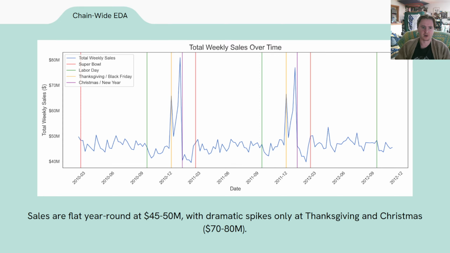2 patterns stood out here. Sales are flat for most of the year. They hover around 45 to 50 million chain-wide. The dramatic spikes come from Thanksgiving and Christmas, where sales jump to 70 to 80 million. Super Bowl and Labor Day are flagged as holidays, but the data actually shows very little impact. If you look at some of the Super Bowl dates, the red, sure, it spikes a little bit, but it also spikes a little bit right there too. They don't matter.